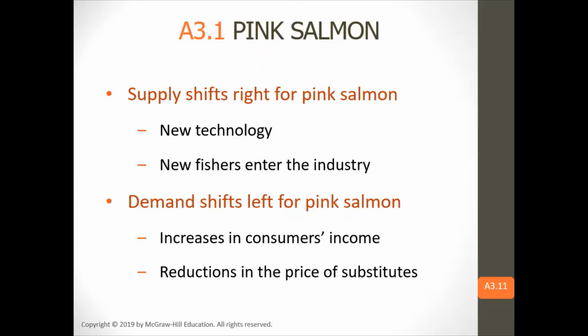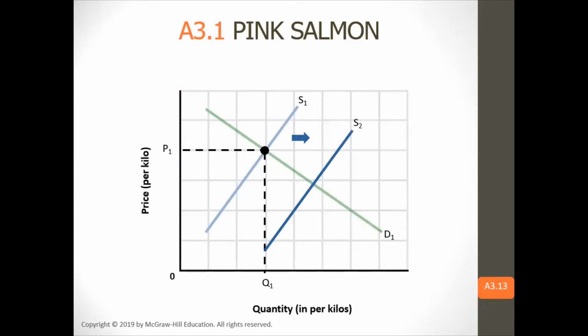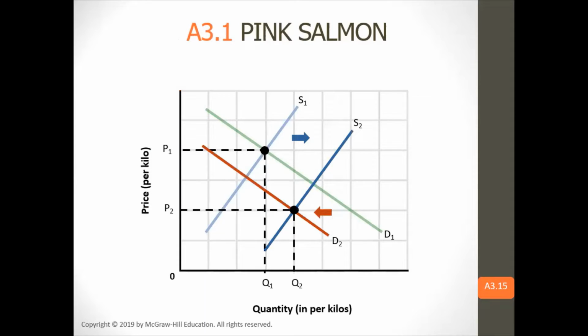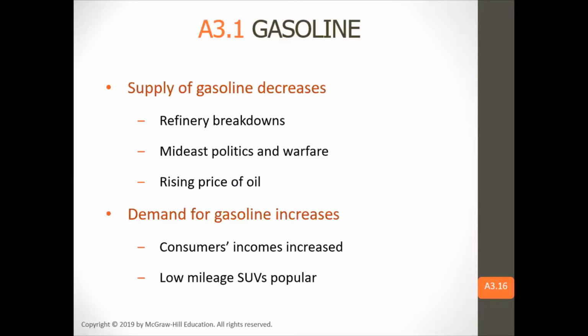And then supply shifts right for pink salmon if there's new technology and new fishers entering the industry. Demand shifts left for pink salmon when there's increases in consumers' income and reduction in the price of subsidies. So then the supply of gasoline decreases when there's refinery breakdowns, Mideast politics and warfare, rising price of oil. The demand for gasoline increases if consumers' incomes increase and low mileage US SUVs are popular.